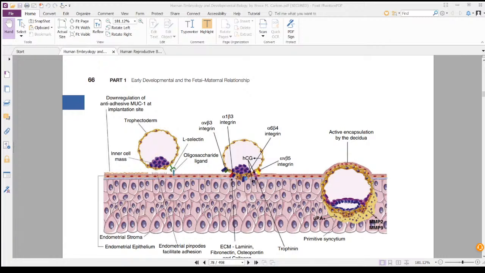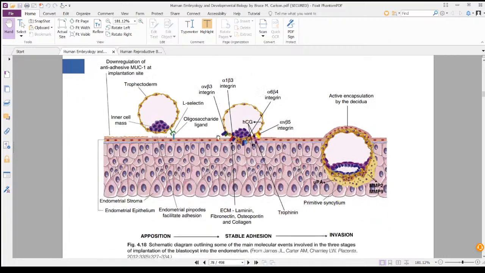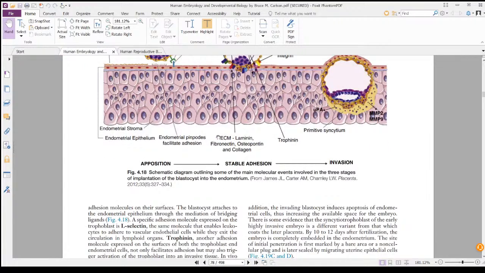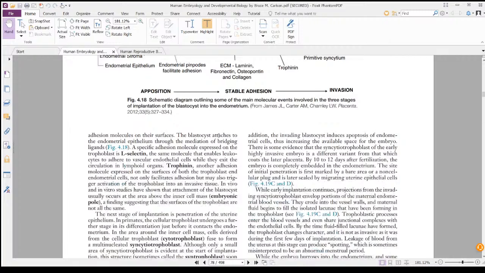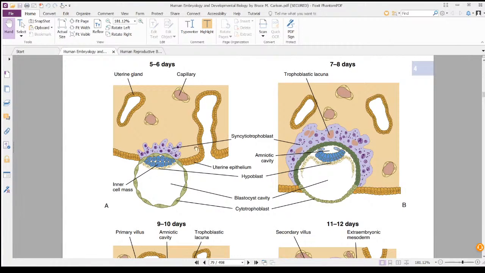This is known as the complete implantation process, after blastocyst hatching has taken place, meaning the zona pellucida is digested. Keep this very clear in your head: this is known as implantation. I'll show you other images also. You can see this is 5 to 6 days, 7 to 8 days. All these things occur during the implantation process only. I'll explain the other diagrams also so that it becomes pretty clear.